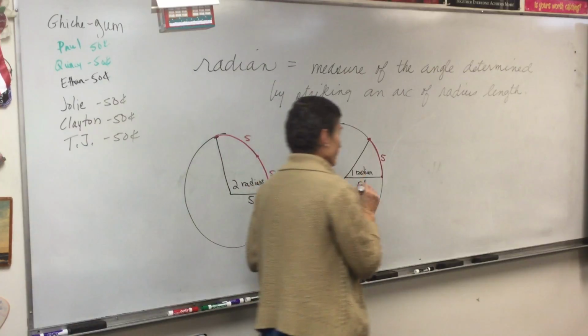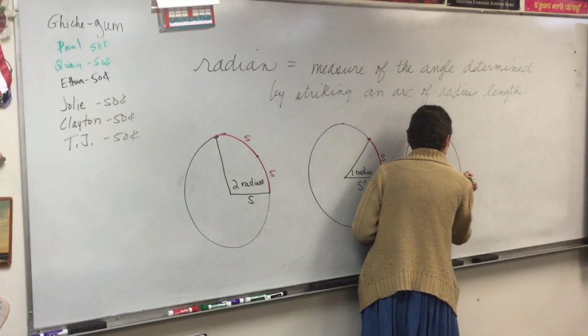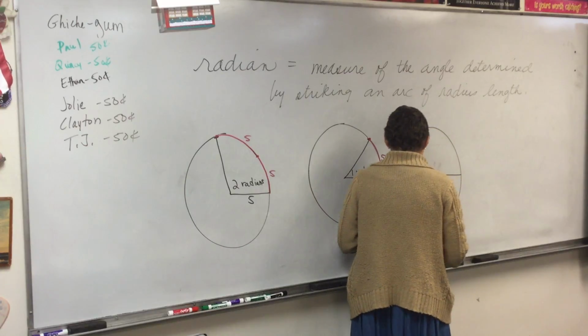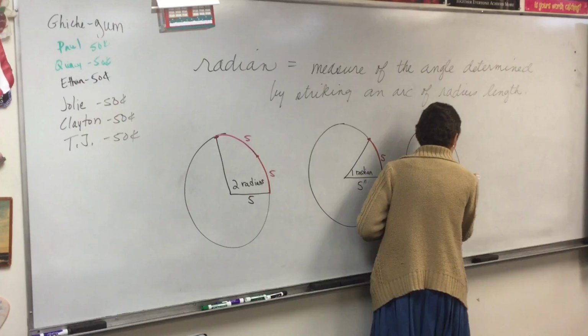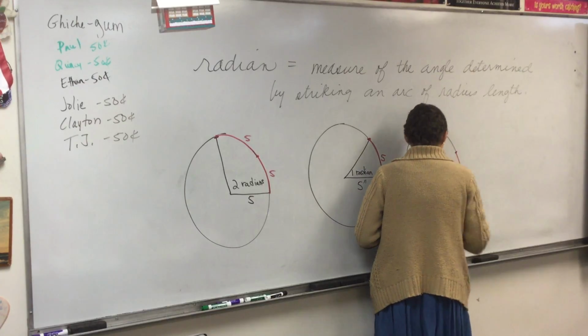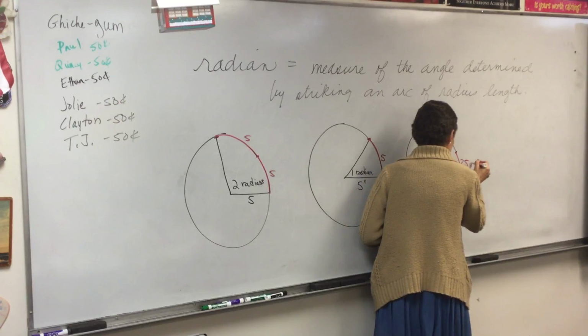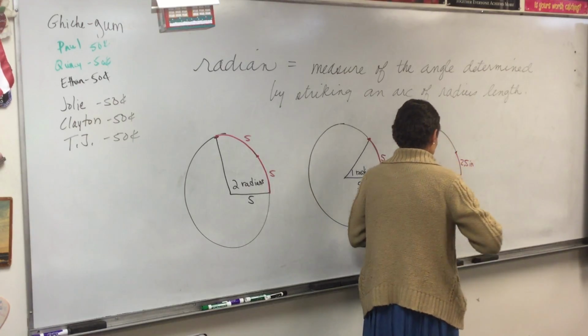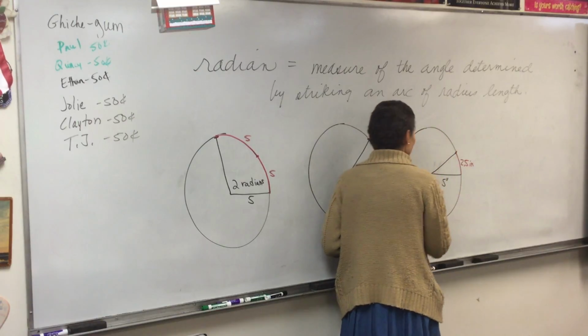What about, let's do one more, and then you're going to develop a very, very important formula. What if I took my circle with a radius of 5, and I struck an arc 2.5 inches? How big would that angle be? Half a radian.